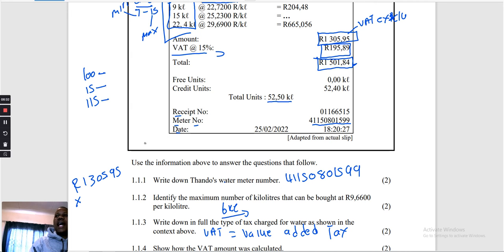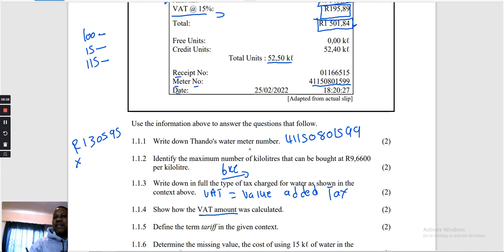Now we want the VAT amount. We know that the VAT is represented by 15, so we are going to put the 15 on top. Then on the bottom, what do we put? We check whether this amount is inclusive or exclusive. According to this slip, this amount is the exclusive, so we are going to put 100 on the bottom here. Then our VAT amount, therefore, we're going to get 195.89.